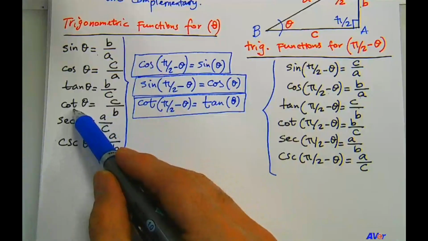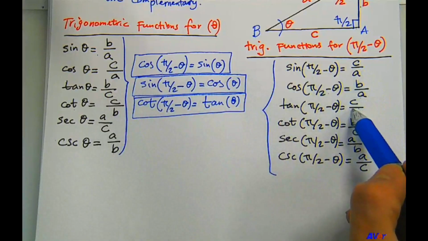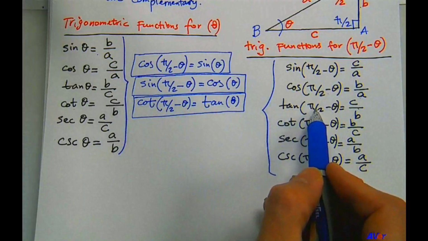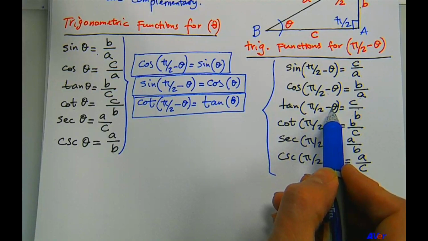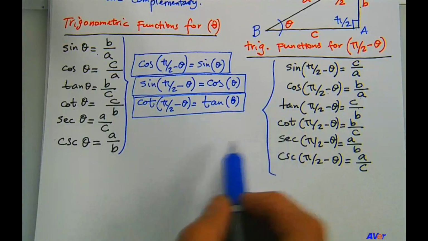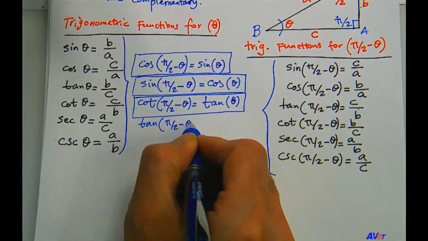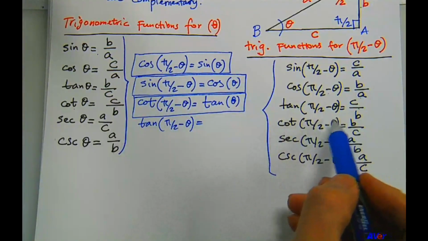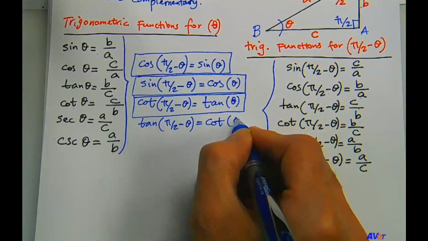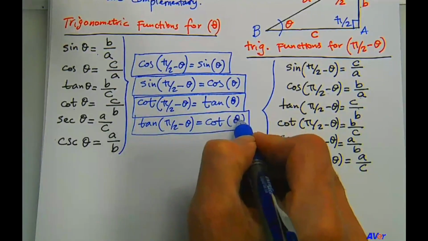Let's move down to the cotangent of theta. So we have cotangent of theta equals C over B. Do we have C over B right there? C over B, C over B. So that means tangent of pi over 2 minus theta is equal to cotangent of theta. So let's write that down. Tangent of pi over 2 minus theta, which is C over B, is equal to cotangent of theta. Let's box that like this.